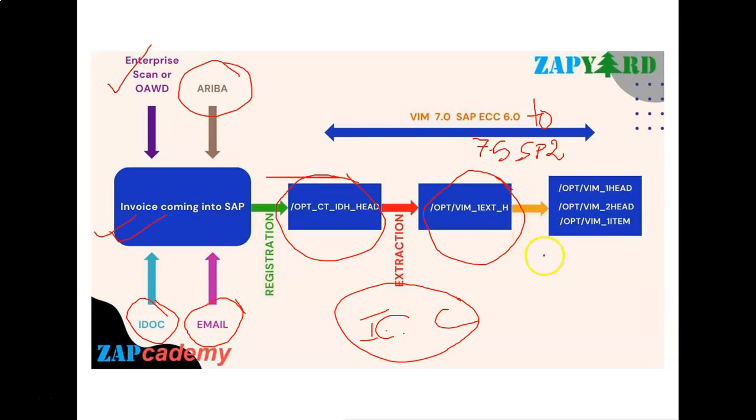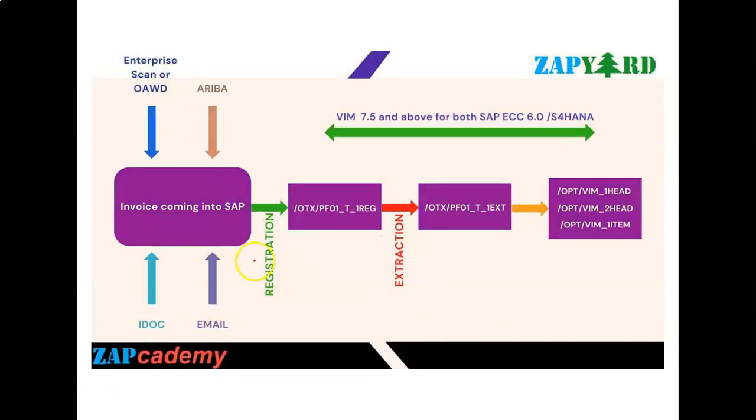For the document processing, that is the DP doc ID creation, the main tables that will be applicable here are /opt/vim_1head for the header data, /opt/vim_2head for the data that consists of the posted data, as in your crucial accounting information, and all your item related data will be stored in /opt/vim_1.